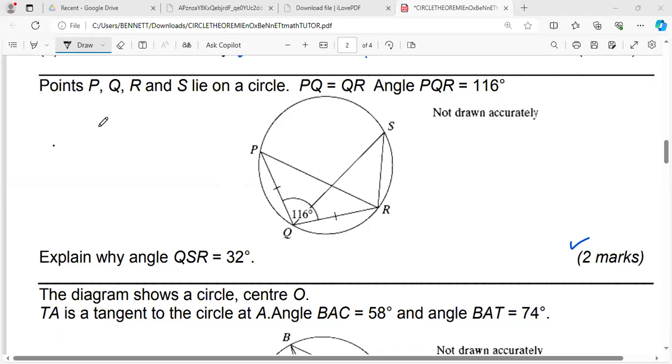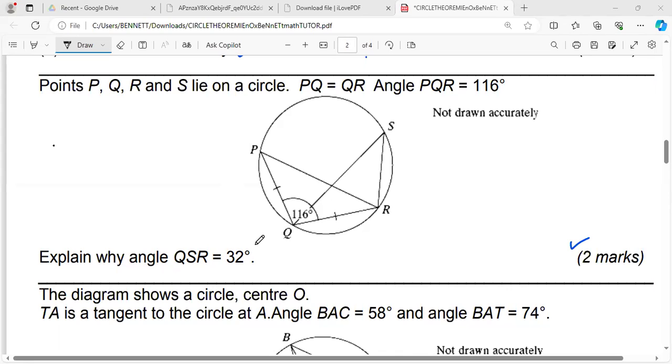Alright, so it says points P, Q, R and S lie on a circle. PQ is equal to QR. So they give us that. And then they say PQR is equal to 116 degrees. So they basically put in everything for us. And now they say explain why QSR is 32.